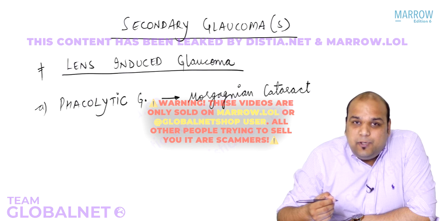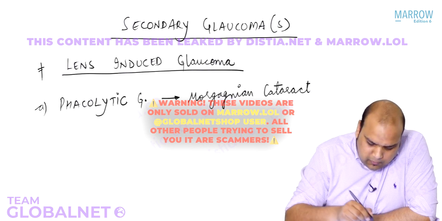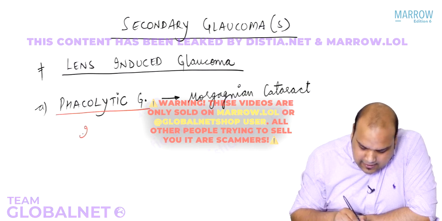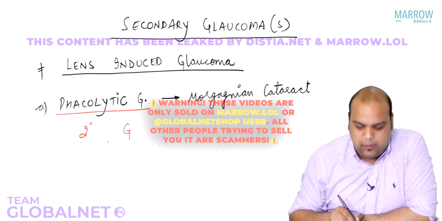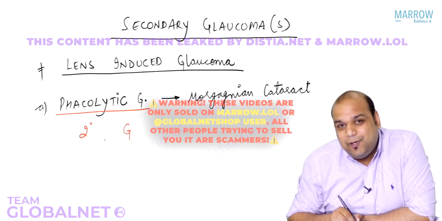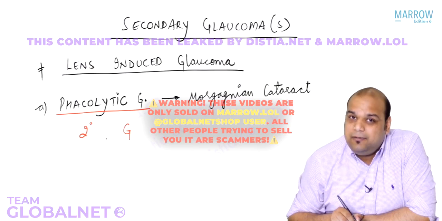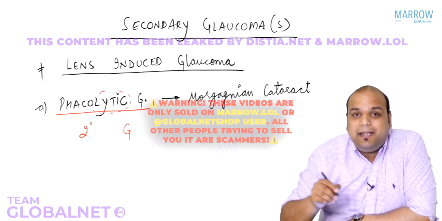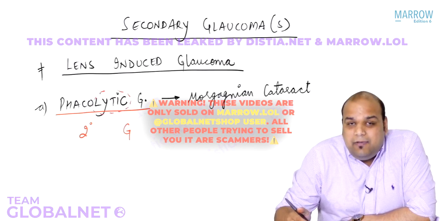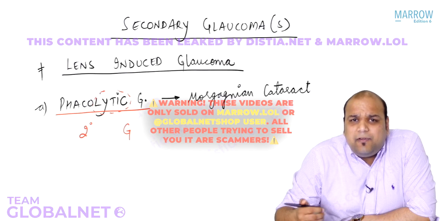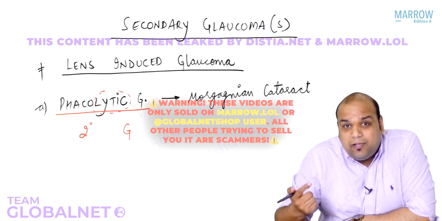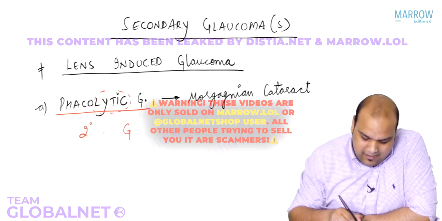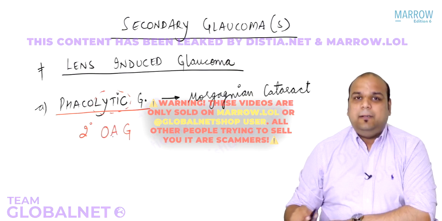Why am I mentioning this to you here? I'm trying to ask you, phacolytic is which type of glaucoma? Is it a secondary angle closure glaucoma or secondary open angle glaucoma? Think about it. Focus on the name, phacolytic. Lytic means breakage. Lens is breaking. When the lens is breaking, it is creating some kind of residue. That residue will go and block the trabecular meshwork. So it will be open angle glaucoma.